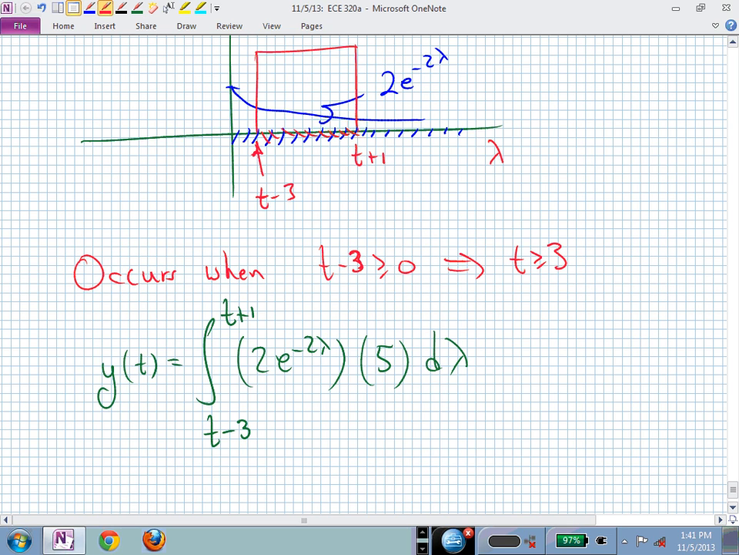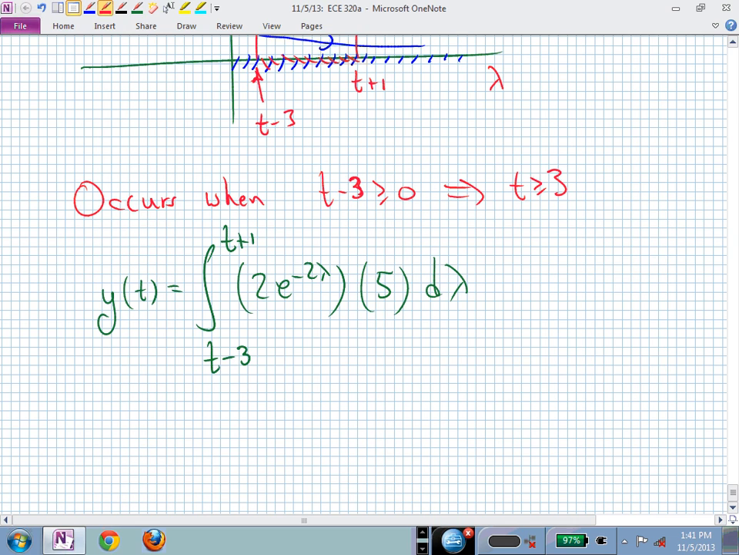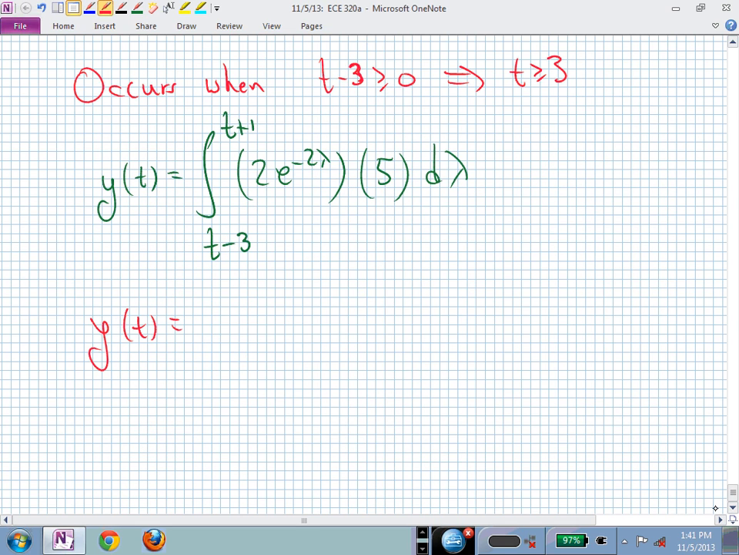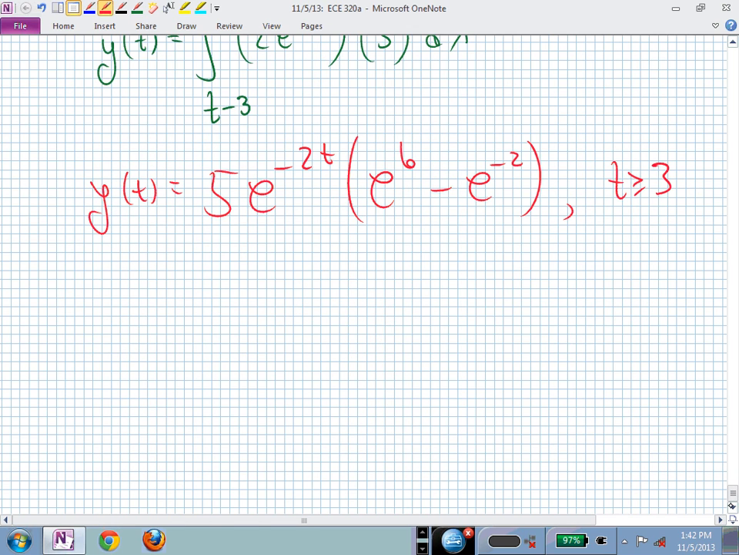If you integrate this and evaluate at those upper and lower limits, you will find that y of t now, for this particular waveform, is 5e to the minus 2t, e to the 6 minus e to the minus 2. And when is that true? That's for values of time t greater than or equal to 3. So that provides us now with our answer.